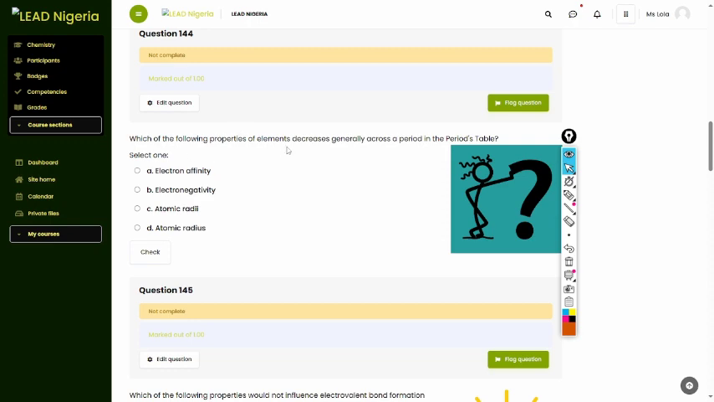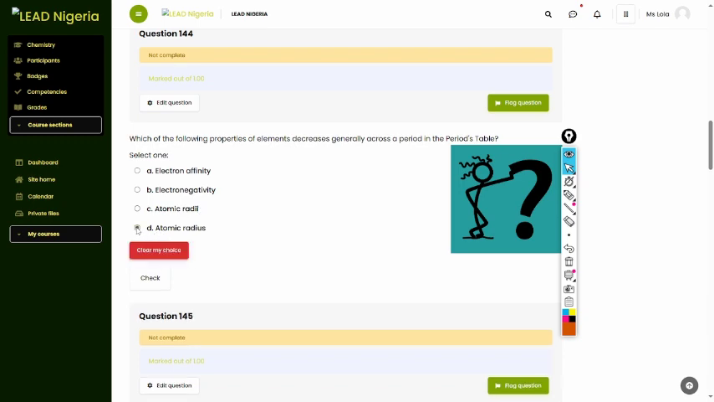Which of the following properties of elements decreases generally across a period in the periodic table? Okay, so electron affinity increases across the period but decreases down the group. Electronegativity increases across the period and decreases down the group. Atomic radius decreases across the period but increases down the group. Atomic radii is just a plural for atomic radius. So atomic radius would best describe the radius of an atom. So we'll go with atomic radius, not atomic radii.